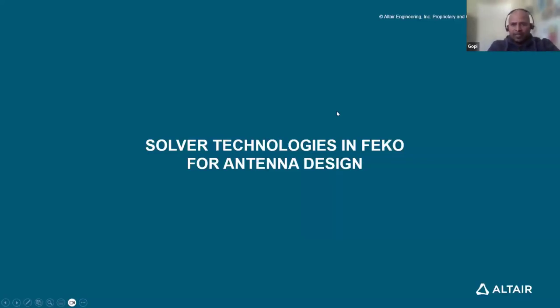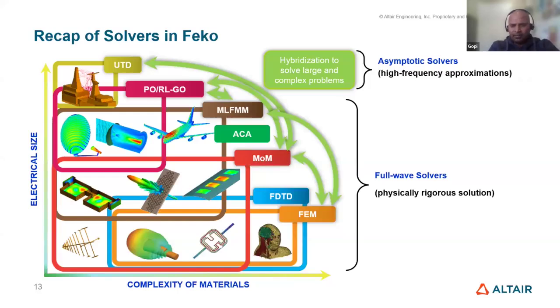So that was just a brief overview of Feko and its capabilities. Now, looking at Feko, primarily focusing on antenna design. So just a quick recap of all the different solvers available in Feko. So we have method of moments, which is the default solver, but we also have finite element method and finite difference time domain, which are another two full-wave solvers primarily used for antenna design. And we have MLFMM for electrically large structures, as well as physical optics, RLGO, and UTD, also for electrically large structures. Okay.